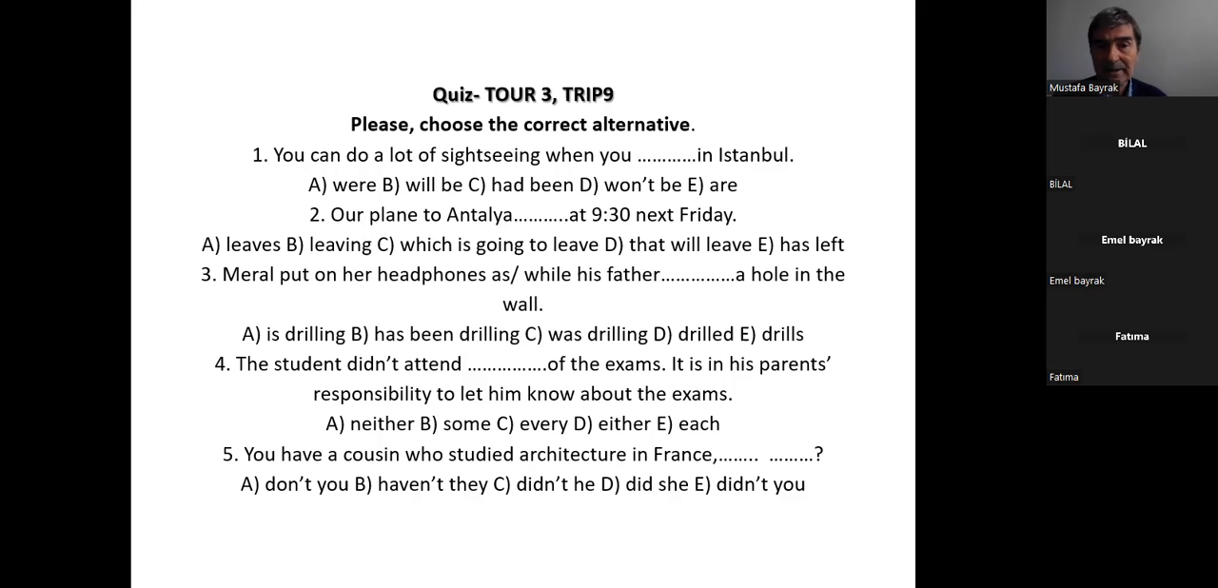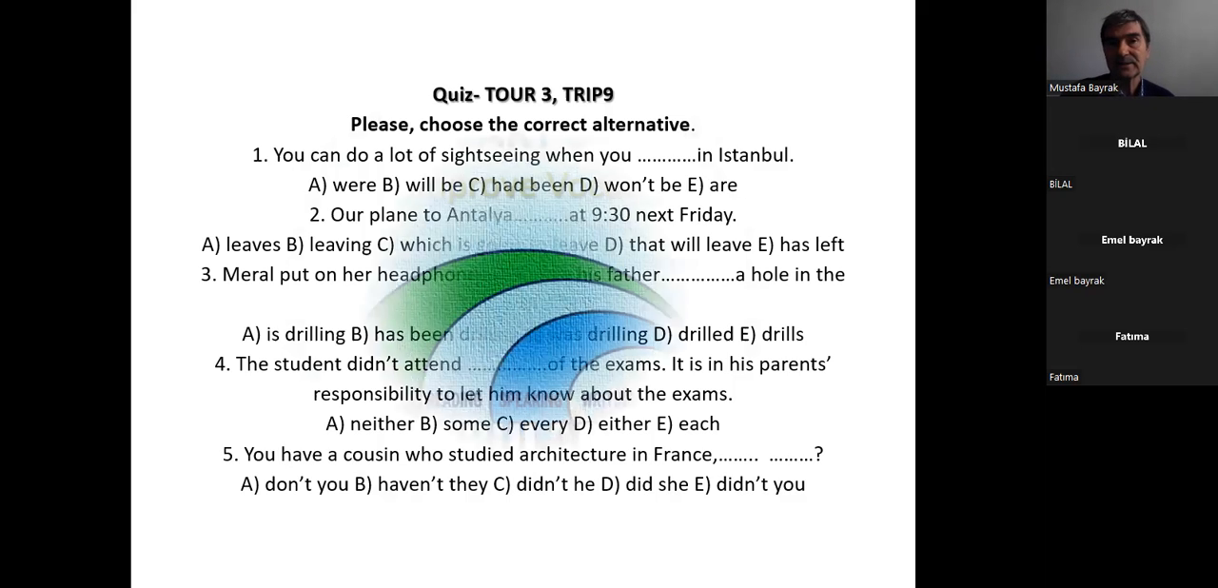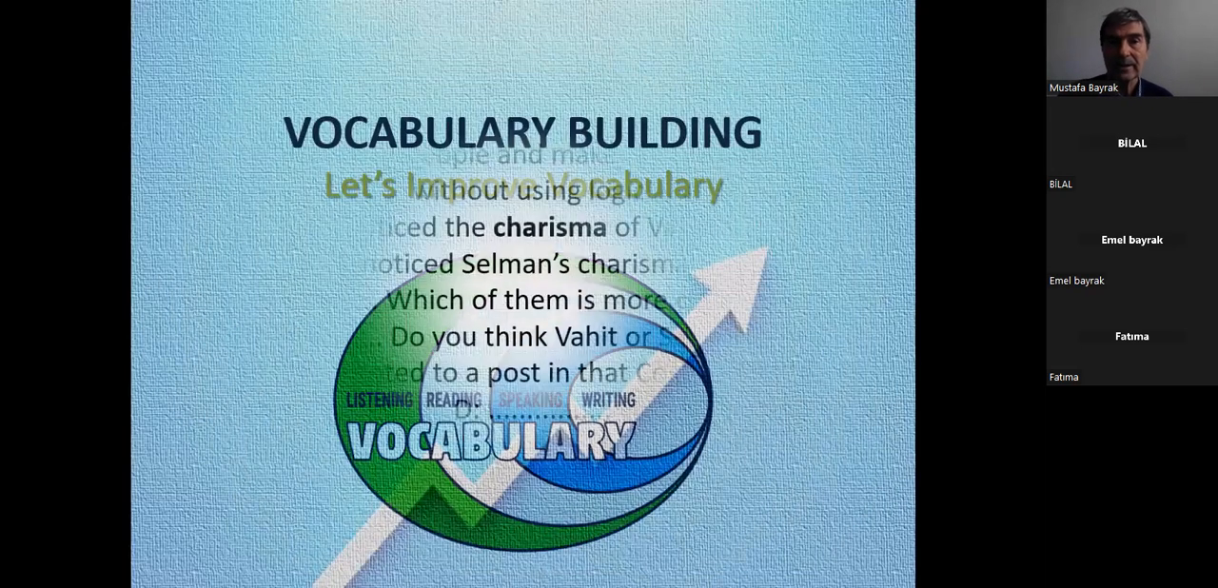Five, you have a cousin who studied architecture in France, blank, blank, a question. You have a cousin who studied architecture in France. So, don't you? You have a cousin, don't you? Main clause is you have a cousin who studied architecture in France, don't you? Okay, in France.